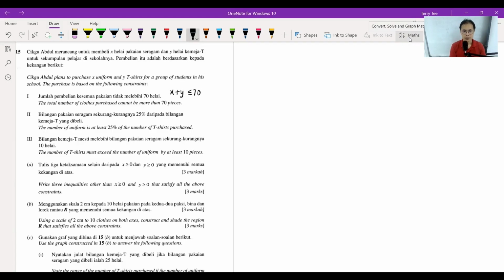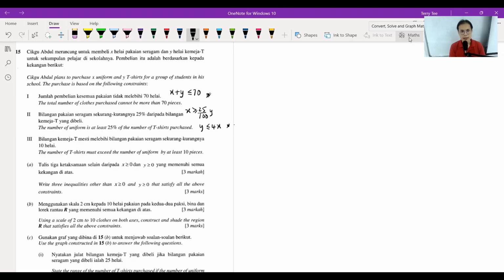Then the number of uniform, bilangan pakaian seragam is X. Sekurang-kurangnya is greater equals 25%, is 25/100. Bilangan kemeja T is Y. So 25/100 is 1/4. If you times over, your Y is less equals 4X. Remember, when you shade the region it is based on Y, so it's better to make Y as a subject.